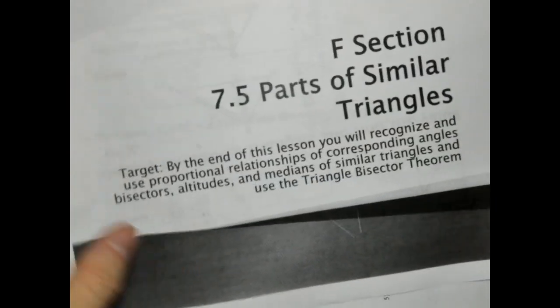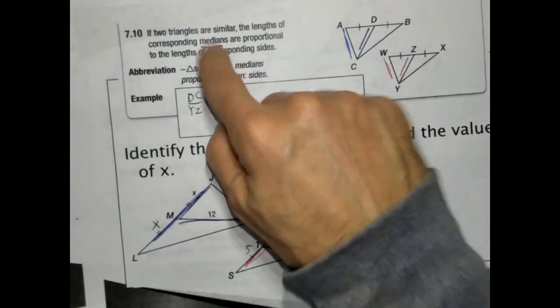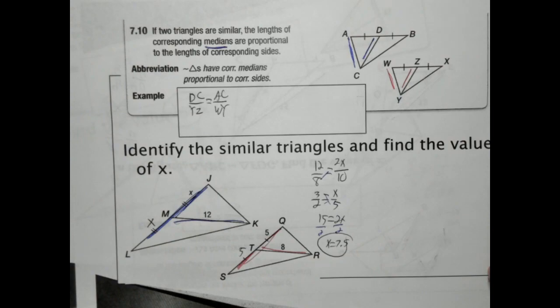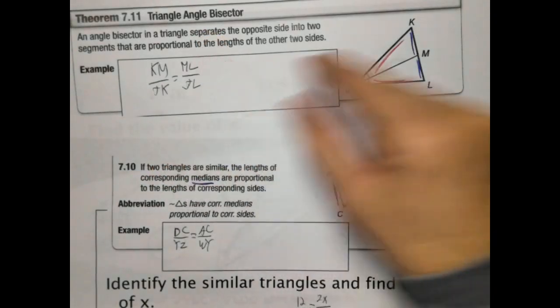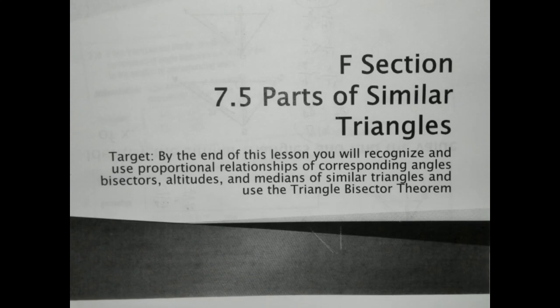So the main thing, the really big takeaway is this. We need to have a takeaway of the altitudes, the angle bisectors, and the medians. Those three things have the same proportionate relationship as do the sides of similar triangles. Also, when you have a triangle angle bisector, it creates two little similar triangles inside of it. That's the big takeaway. All right, and that's going to be it for the unit.